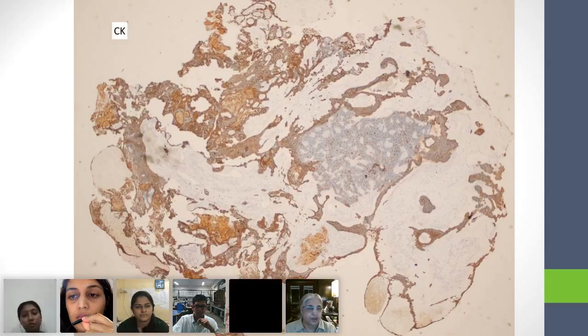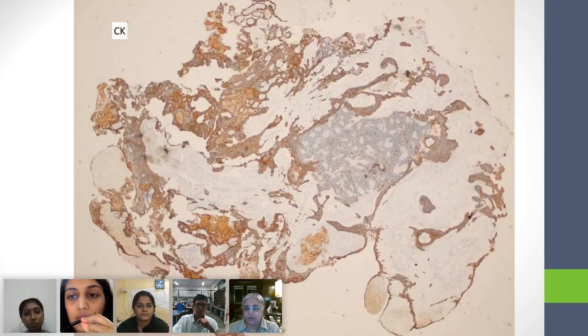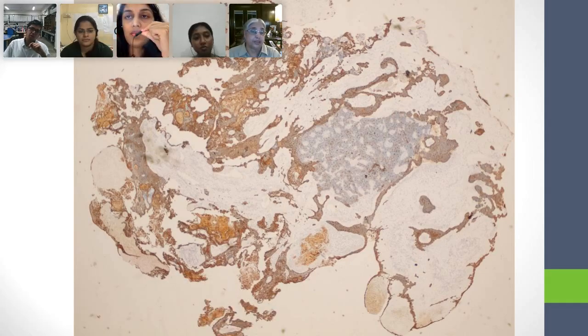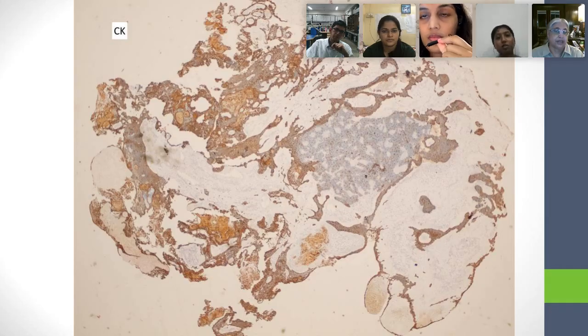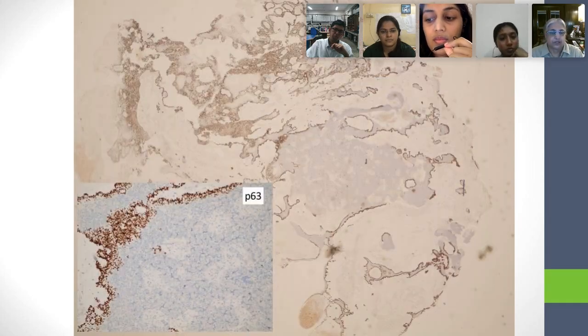Now let's go on. This is just to show you we did some immunohistochemistry just for the fun of it, and you can see that this is cytokeratin, and you should realize that all ameloblastomas will express cytokeratin. There's very little being expressed in the malignant area, which you can see as the little dot-like transformation over there.